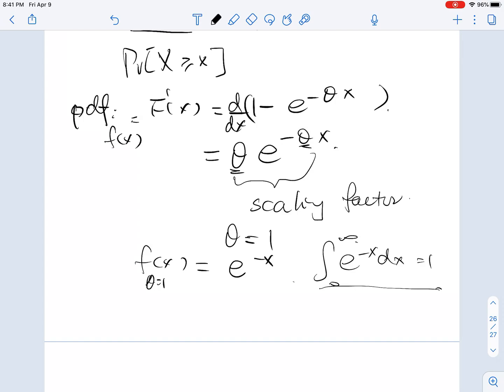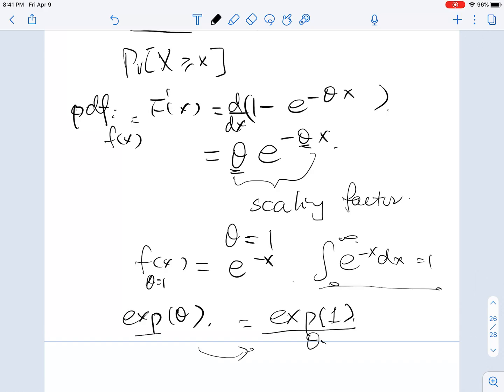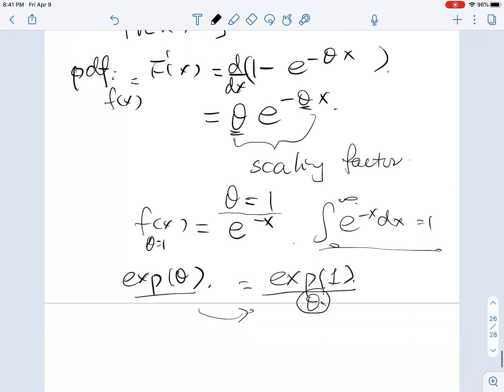You can also see that if we want an exponential random variable of theta, what we really need to do is get an exponential random variable of 1 and then divide it by theta. Then that's the same as an exponential random variable of theta. This is the reason that theta is a scaling factor. A lot of the time, when we want to get the intuition, we just set theta equal to 1.